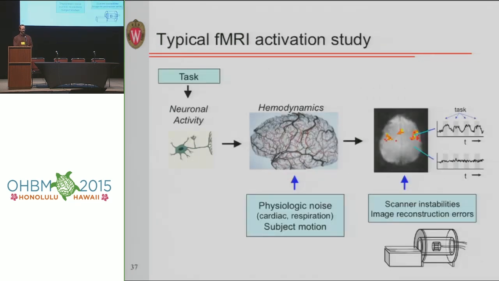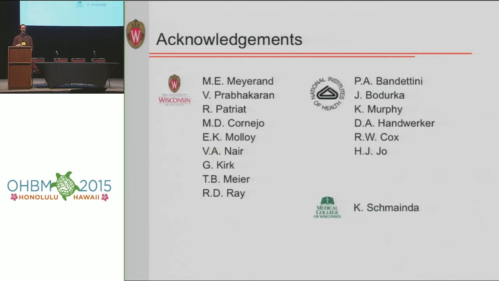So finally, just wrapping up, I hope I've given you a good overview of the sources of the fMRI signal, but also the various sources of noise and methods to correct for that. And finally, I also want to thank the various people who contributed slides to this and some of the work that was shown here. Thank you very much.